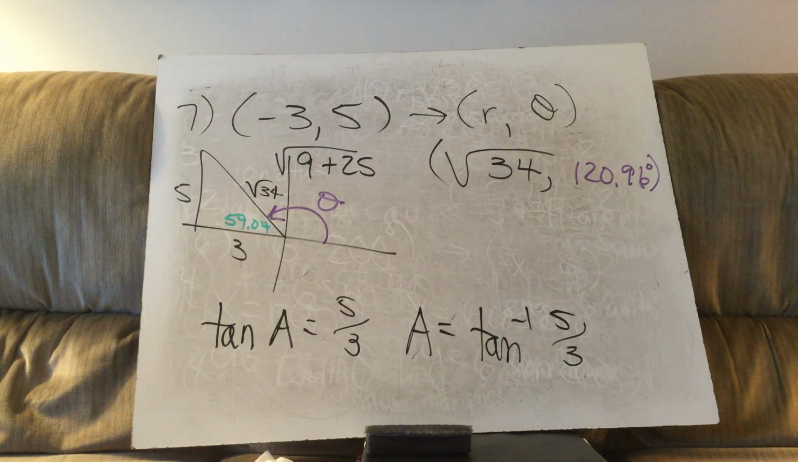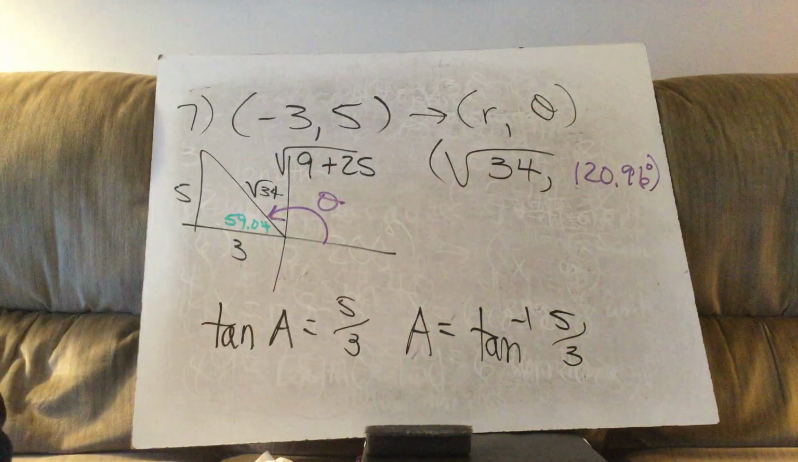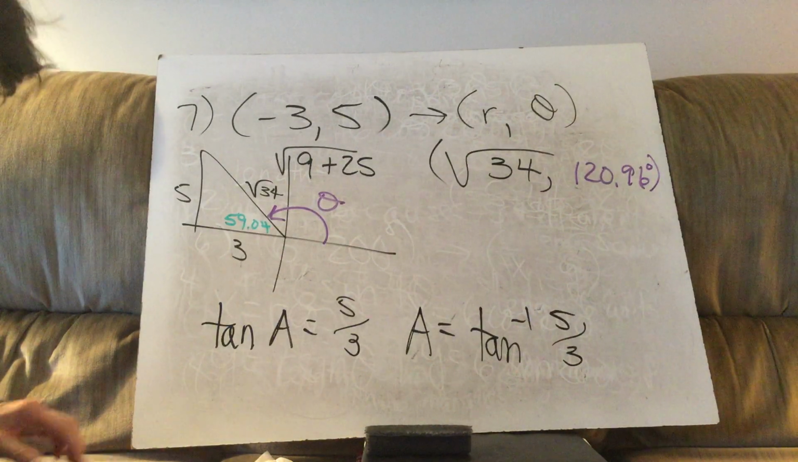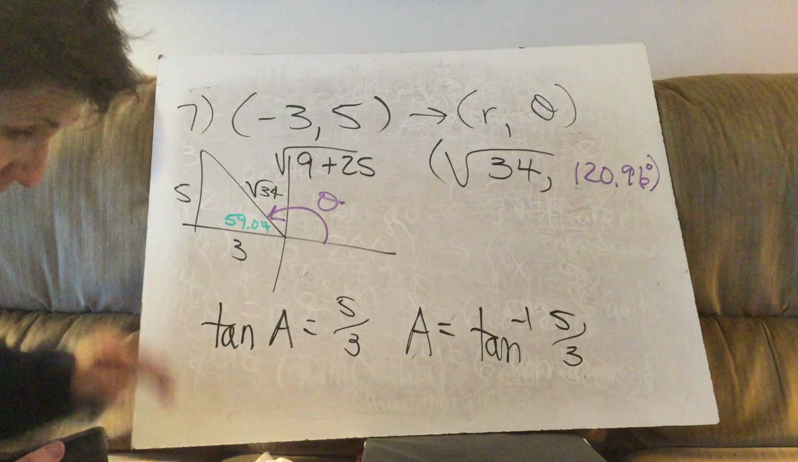Again, I want you to pay attention to the fact that that question was on your last quest, when you had to find the magnitude, that's r, and the direction angle, that's theta. It's exactly what we did before. Easy peasy. Okay, what are we on now? Number 8.